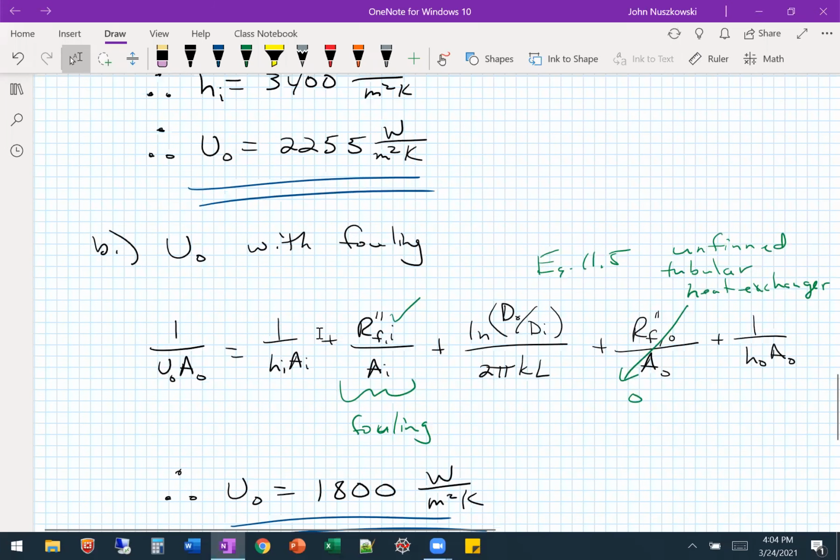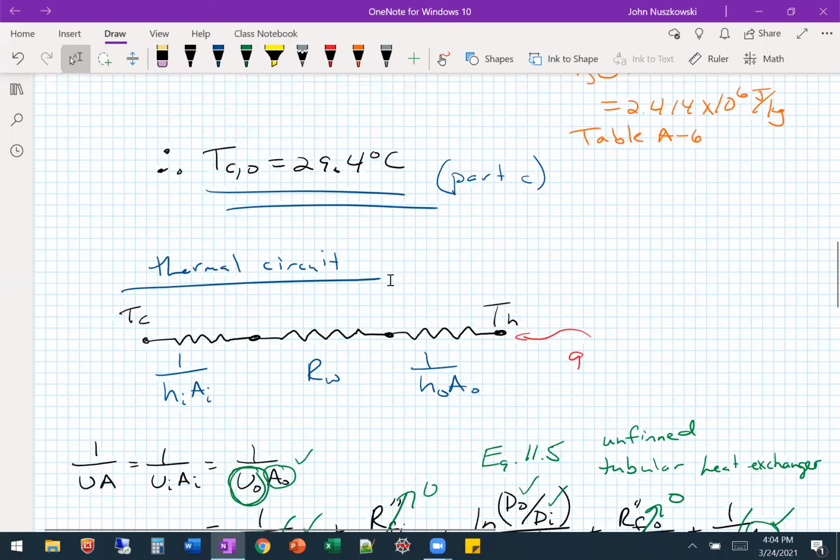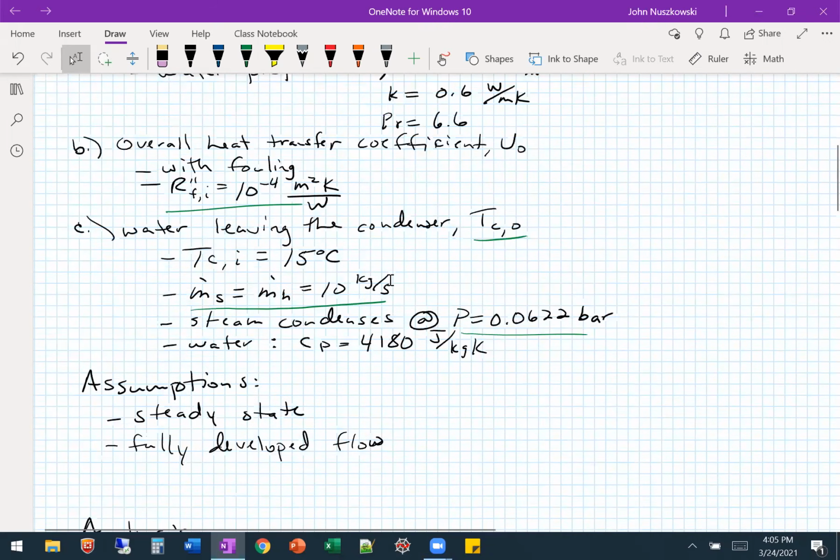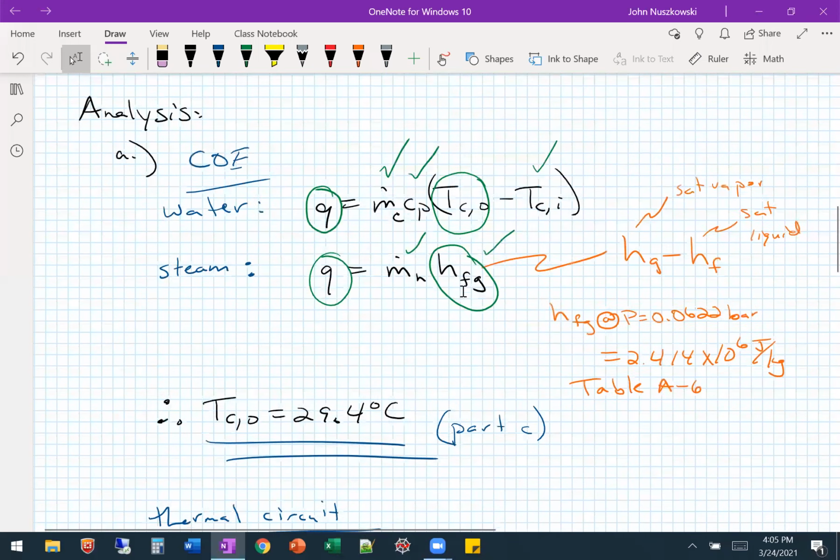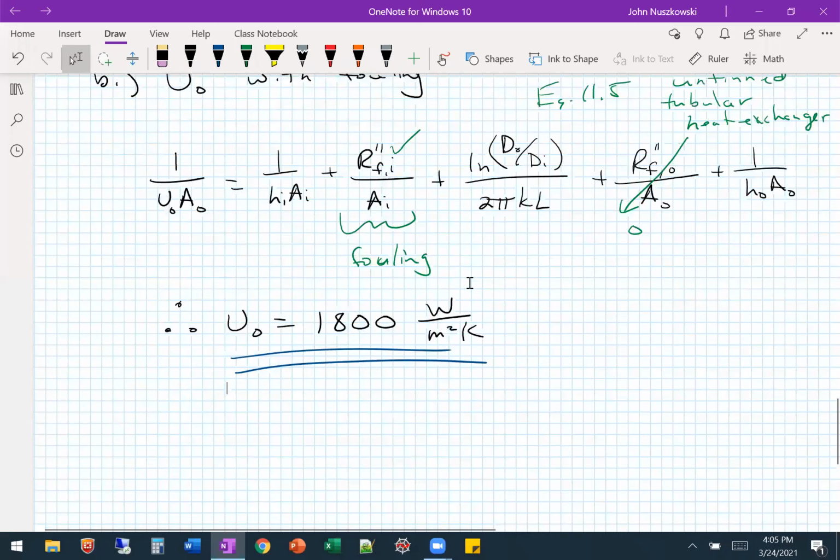Okay, so it went from 2255 to 1,800. So you can see why big heat exchangers, condensers like that, they'll maybe clean them out after so long. Because the performance is going down as it's fouling and building up this film and being used that much. And then part C we already solved, right? That was just looking at the COE that we did above. Any questions on this?